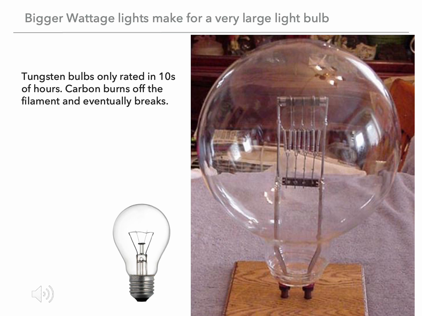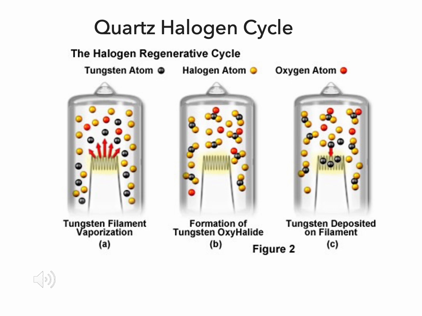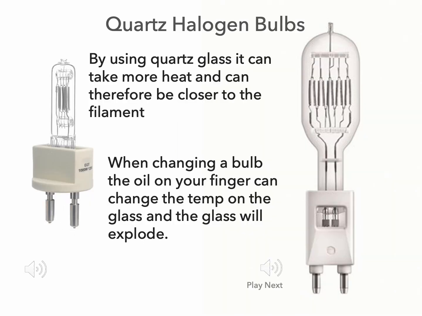A new technology came on the scene, a quartz halogen bulb. It's still using the tungsten wire to produce the light from the resistance from electricity. But the advantage of the quartz halogen is there's a halogen gas inside the bulb, and the halogen gas connects to the carbon that's burning off, and it actually replaces it back onto the filament. The magic of science.